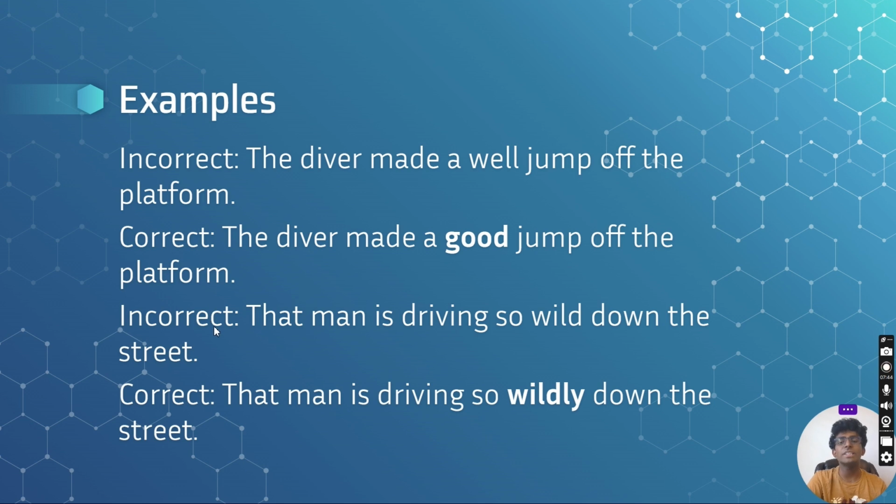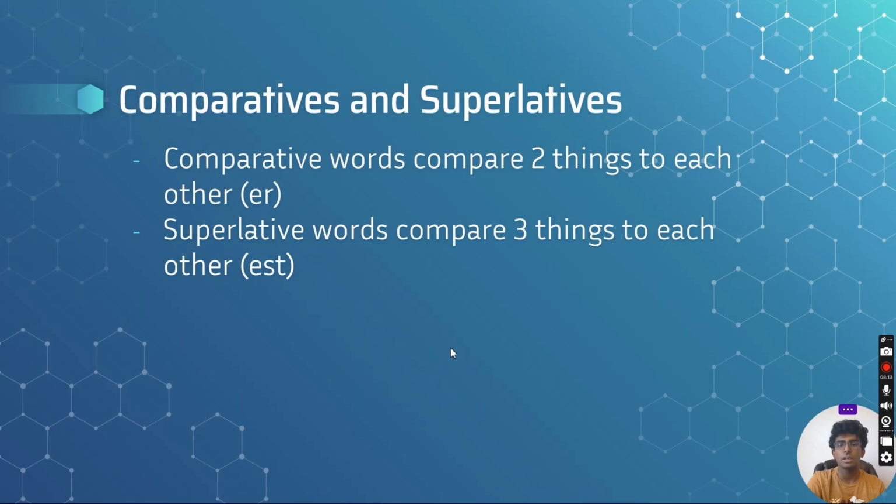Another example, the man is driving so wild down the street. It'd be "wildly" since you're comparing it to the driving, because it's an adverb this time, you're comparing it to the verb. So these ones are a little bit tricky, especially if you're not the best with figuring out the difference between adjectives and adverbs. But just look at what the adjective or adverb is trying to modify. Good, going back to the diver. Wildly, it's going back to driving. So just think of it like that.